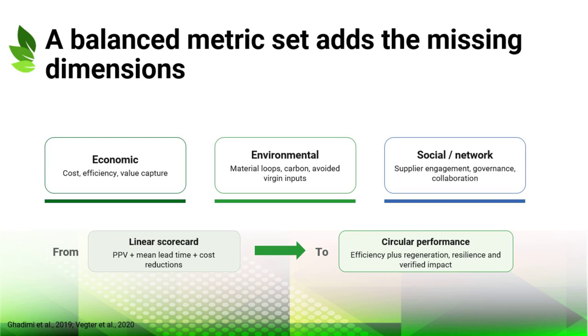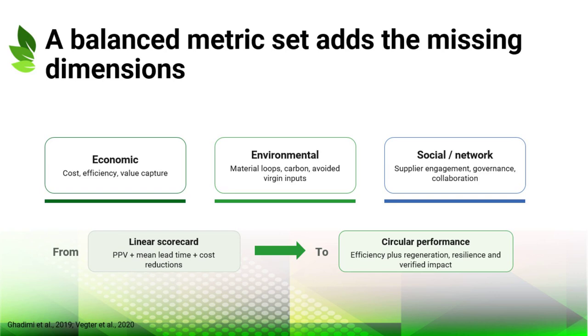This slide summarizes the shift from a narrow linear scorecard to a balanced circular metric set. Economic indicators remain important, because organizations must control cost, efficiency, and value capture. However, they need to be complemented by environmental indicators, such as material loops, carbon impact, and avoided virgin inputs. They also need social and network indicators, including supplier engagement, governance quality, and collaboration across the value chain.